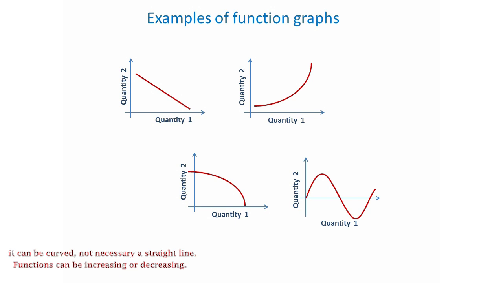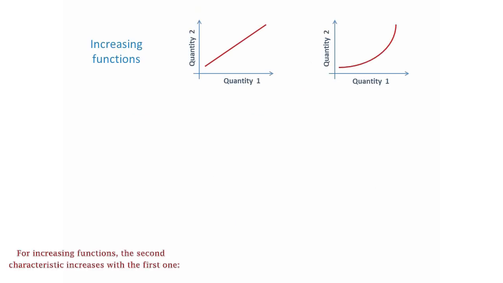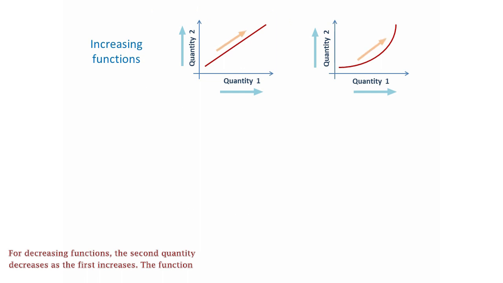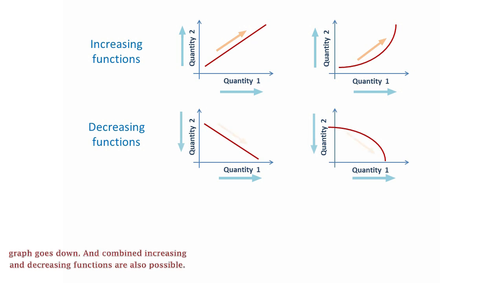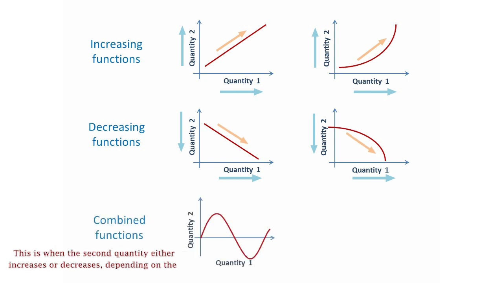Functions can be increasing or decreasing. For increasing functions, the second characteristic increases with the first one. The function graph goes up. For decreasing functions, the second quantity decreases as the first increases. The function graph goes down. And combined increasing and decreasing functions are also possible. This is when the second quantity either increases or decreases depending on the values of the first quantity.